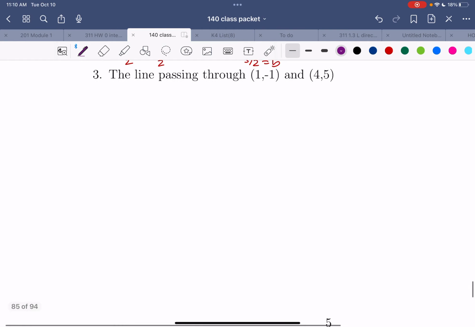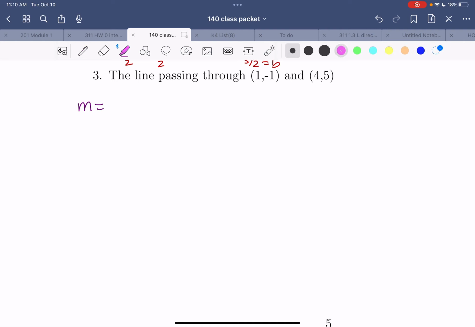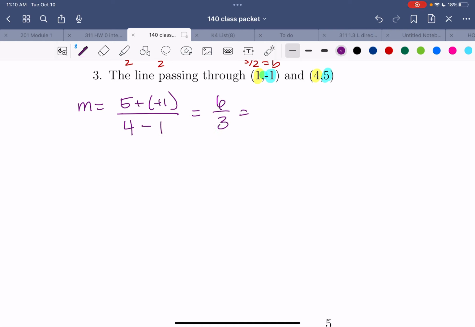All right, number 3, same kind of thing. We've got 2 points. We need to find that slope. So we've got the x's and we've got the y's. I want y's on top, so I'm going to go 5 minus -1. But make sure that you then use the same order. So that means I have to start with the 4 minus 1. And this is going to end up being 6/3, which is 2. So I have a slope of 2.